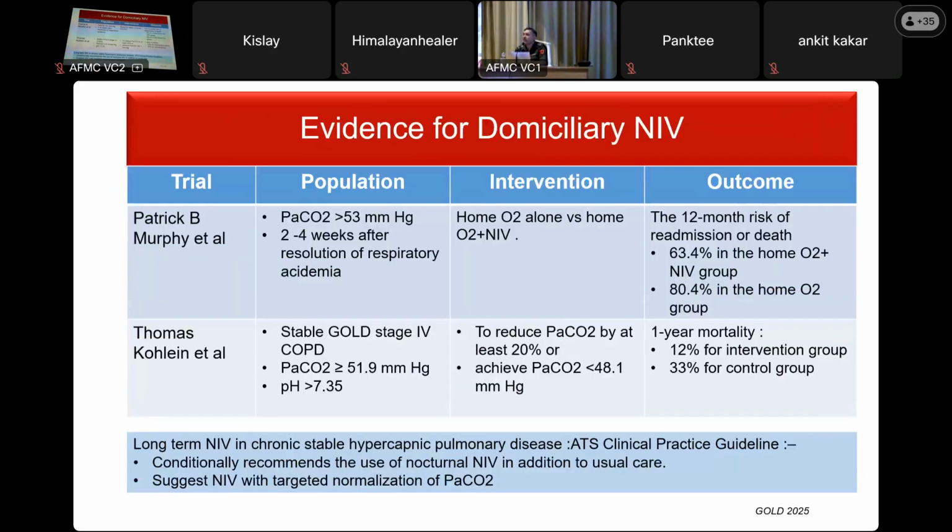These are the trials. There's a select subset of patients who have chronic stable hypercapnia in COPD. In these patients, domiciliary NIV can be given, but the NIV has to be high intensity and the PCO2 should be targeted. Next.